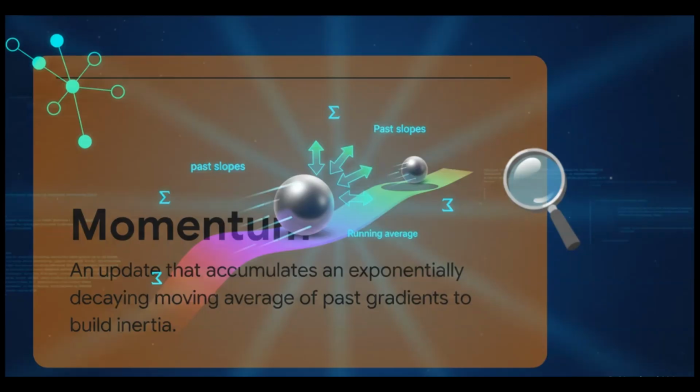Instead of only looking at the slope right now, momentum keeps a running average of the slopes from the past few steps. The best way to think about it is like turning our hiker into a heavy bowling ball. As that ball starts rolling downhill, it builds up speed, it builds up inertia. And that inertia is what helps it blast right across those flat areas and roll over little bumps that would have trapped our normal step-by-step hiker.